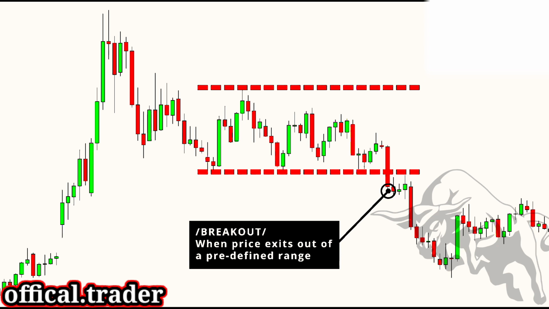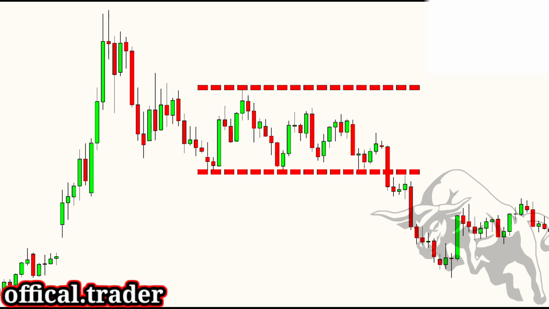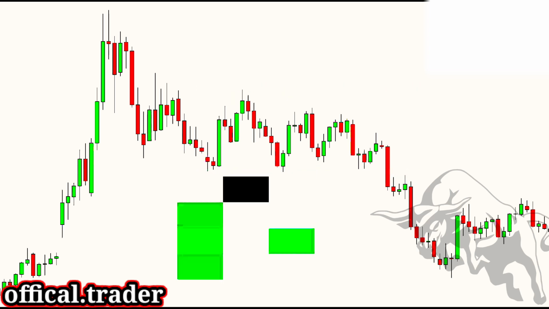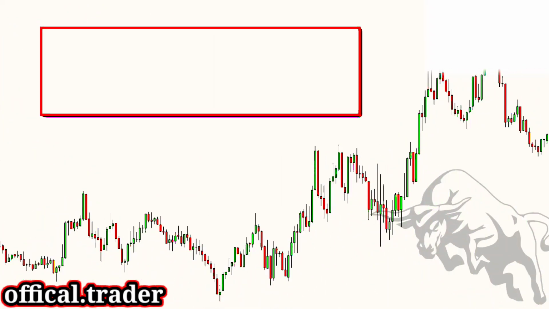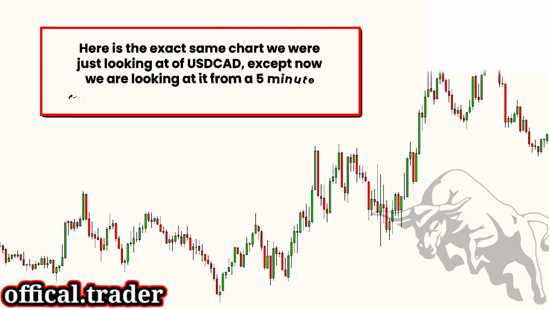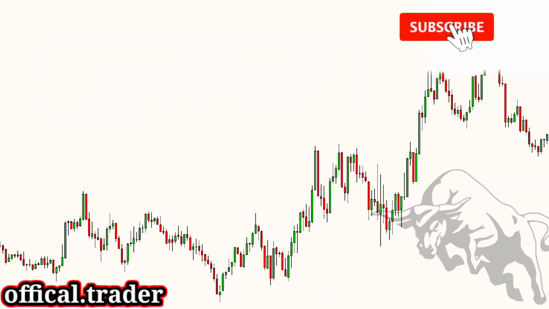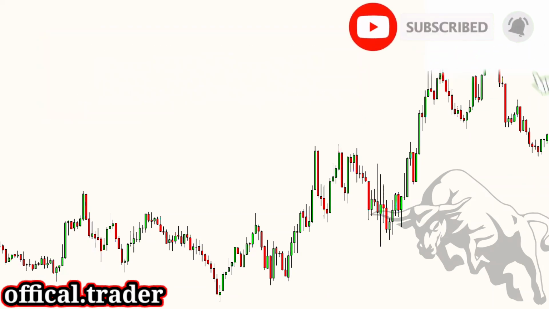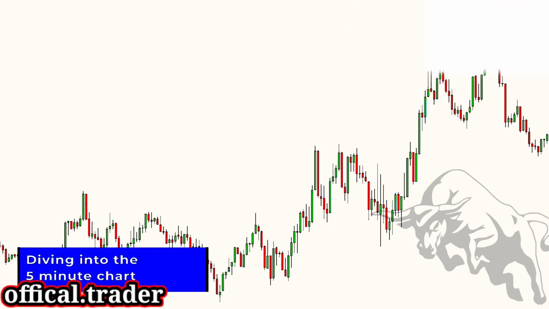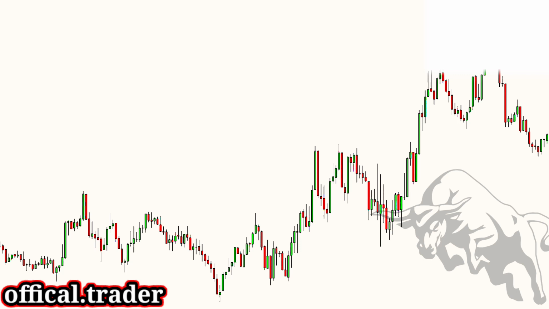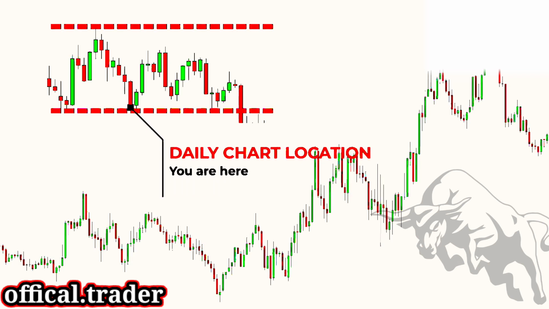However, if we zoom in on this exact chart to a 5-minute time frame, we will see that the scalper has many opportunities to take trend following trades. Here is the exact same chart we were just looking at of the dollar Canadian, except now we are looking at it from a 5-minute time frame rather than a daily time frame. As you can see, there are multiple opportunities for scalping trades on this time frame, despite price being stuck in a tight range on the daily chart.